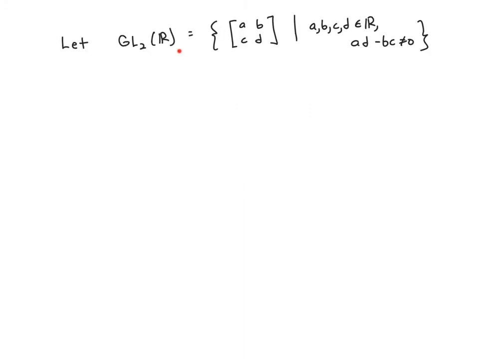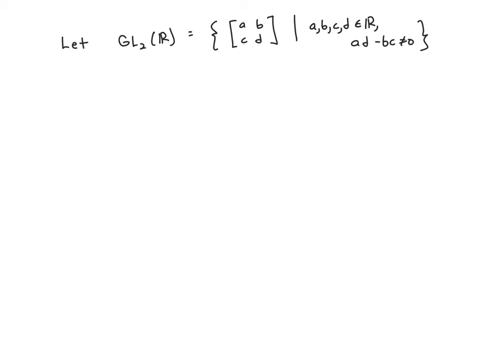So, quite literally, GL2R is the set of 2 by 2 matrices, so A, B, C, D. These are real numbers, and our one restriction is that the determinant is non-zero. And for 2 by 2 matrices, the determinant is just AD minus BC. So product of the diagonal entries minus the product of the off-diagonal entries.